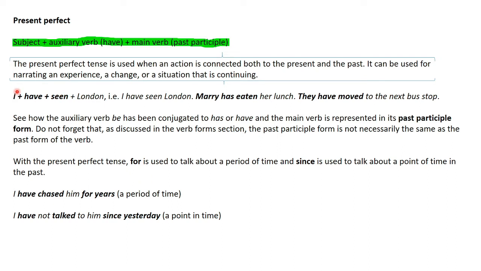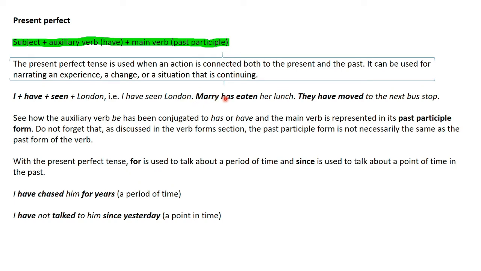Look at the structure. The subject I, the auxiliary have, and the past participle form of the root verb see, which is seen. The root form is see, the past form is saw, and the past participle form is seen. We have used the past participle form in this tense. I have seen London.